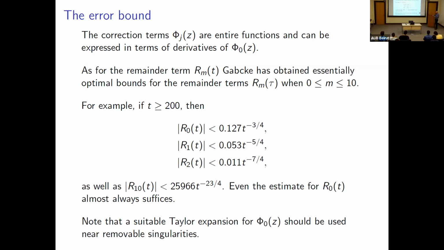So here are examples. He assumed t is at least 200, so his estimates assume that t is large enough. When t is less than 200, that's a finite range. You can use Euler-Maclaurin. That's not an issue. So when t is greater than 200, he proved that the first 10, 11 correction terms satisfy certain bounds. So here are the first three. And going up to R sub 10, you have this bound here.